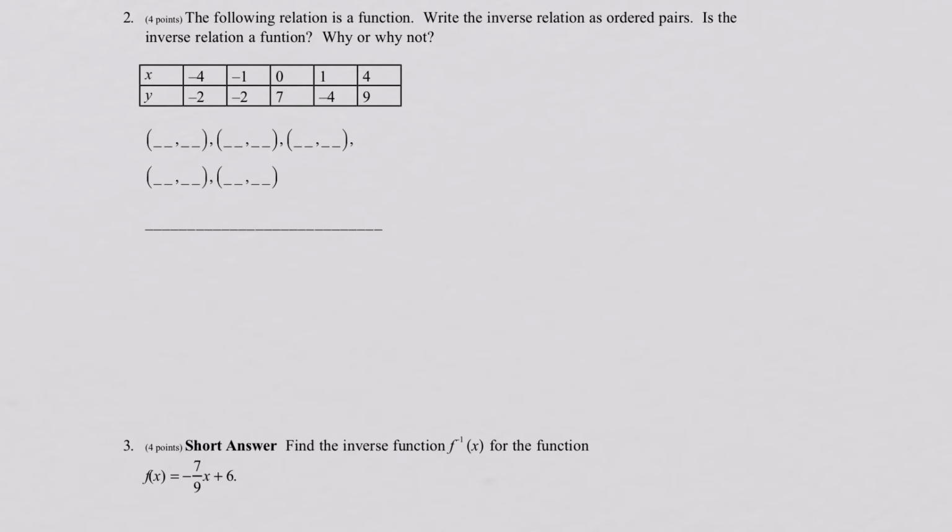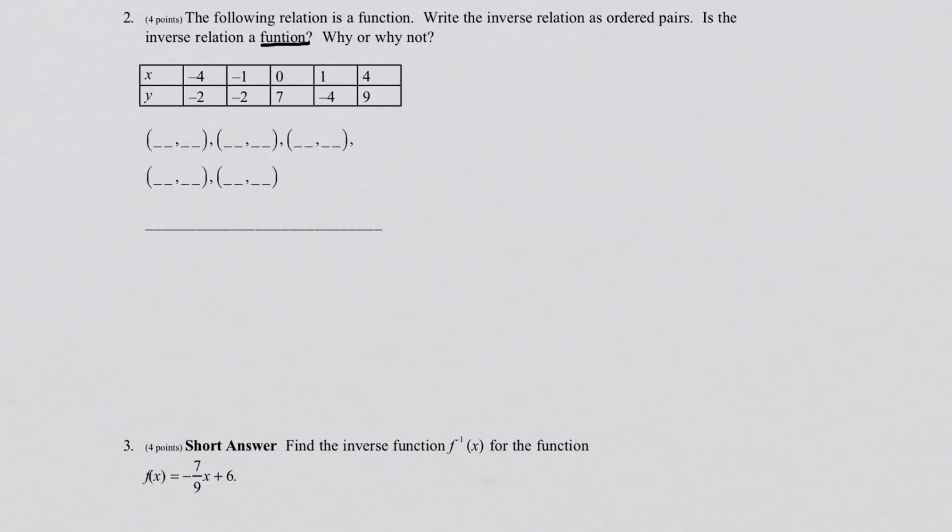Okay, let's move on to number 2. It says here, the following relation is a function. Write the inverse relation as ordered pairs. Is the inverse relation a function? Why or why not? There's a little typo right here. It should say function, not function. Why or why not? So let's first check.